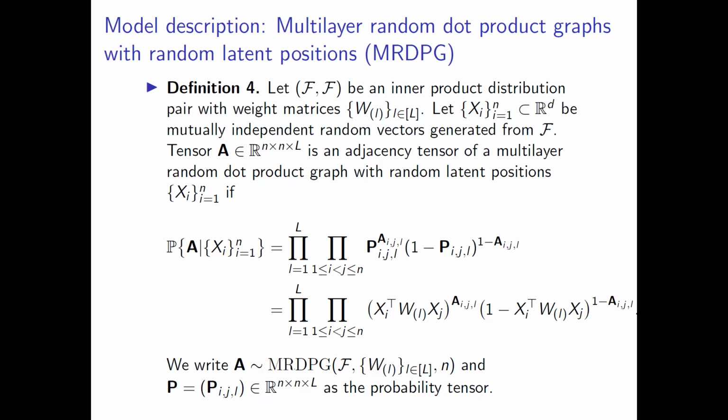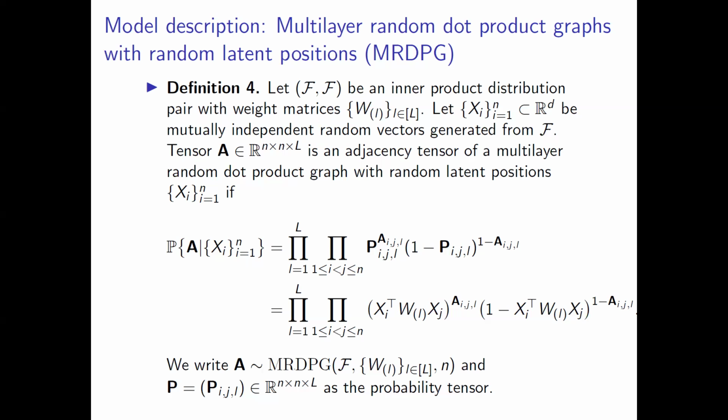Conditioning on them, we have the same likelihood as before, and we write the model like this: multilayer random dot product graph with distribution F for the latent positions and weight matrices for each layer. So one thing about this is, yes, go ahead.